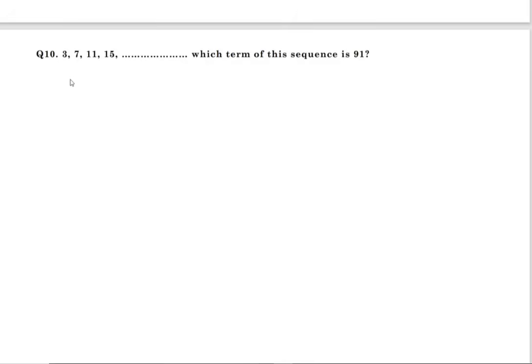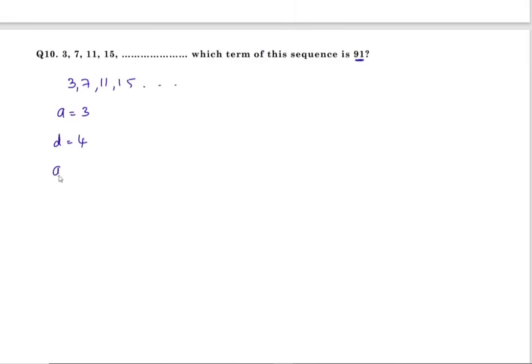What is the given AP? 3, 7, 11, 15 and so on. Find out the value of a and d. At least you will get half marks for that. a equals 3, d equals what? 7 minus 3 is what? 4. We need to check which term of the sequence is 91.